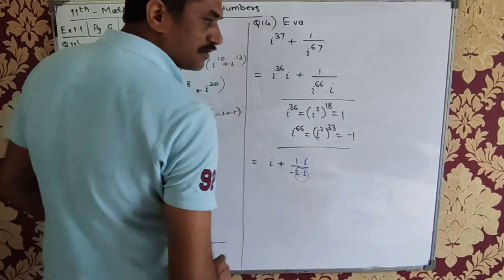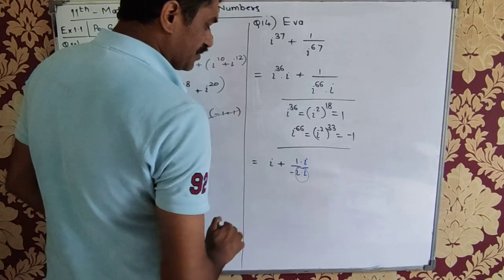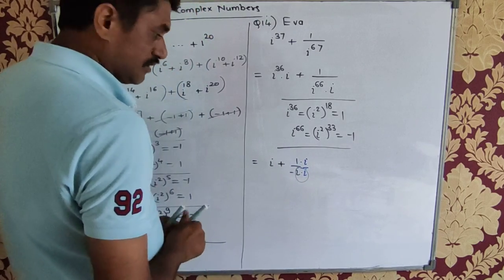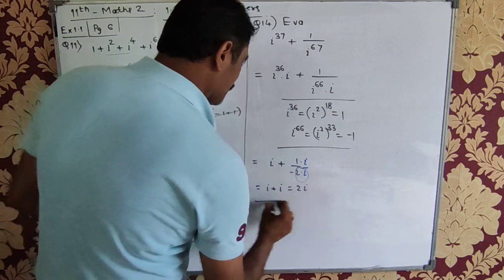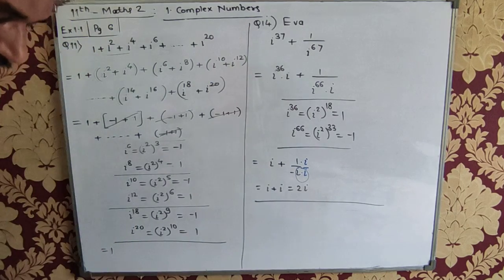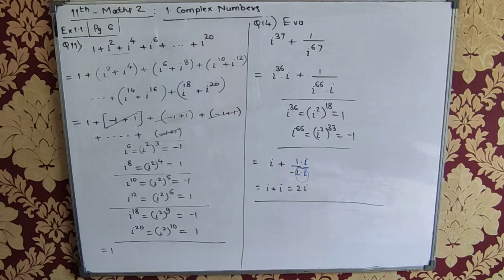So this is minus 1, minus of minus 1 plus 1. Correct? So this will become i plus i, and that is 2i. That's the answer. Is this okay? Any doubts about that?